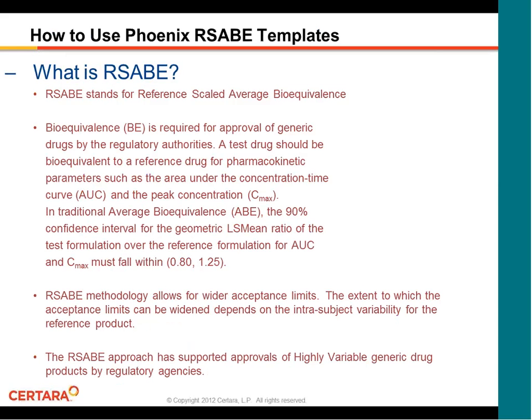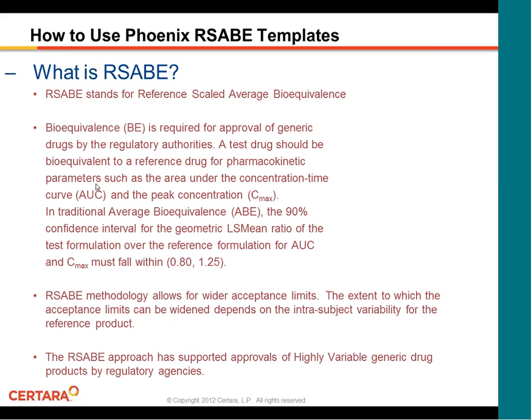First of all, to explain that, bioequivalence is required for approval of generic drugs by regulatory authorities. In addition to generic drugs, a drug in development might also require some bioequivalence studies if the manufacturing site changes, for example, or the excipient in the formulation changes, etc. So a test drug should be bioequivalent to a reference drug for pharmacokinetic parameters such as AUC and Cmax.